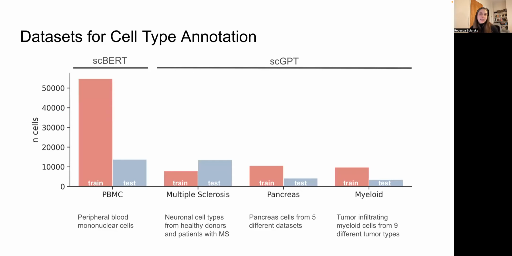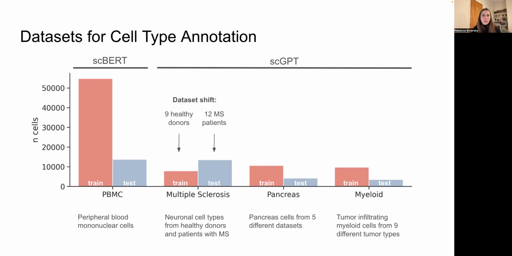There are 4 main data sets used for the task of cell type annotation in the SCBERT and SCGPT papers. SCBERT reported results for a 68,000 cell PBMC dataset, blood cells. SCGPT reported results on 3 different datasets: multiple sclerosis, which contains neuronal cell types from healthy donors and patients with MS, a human pancreas dataset, and a dataset of tumor-infiltrating myeloid cells from 9 different tumors. The size of the train and test sets for each dataset are shown here on the plot.